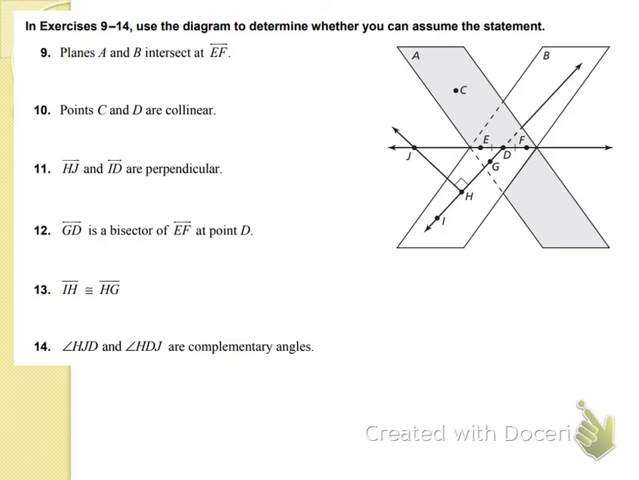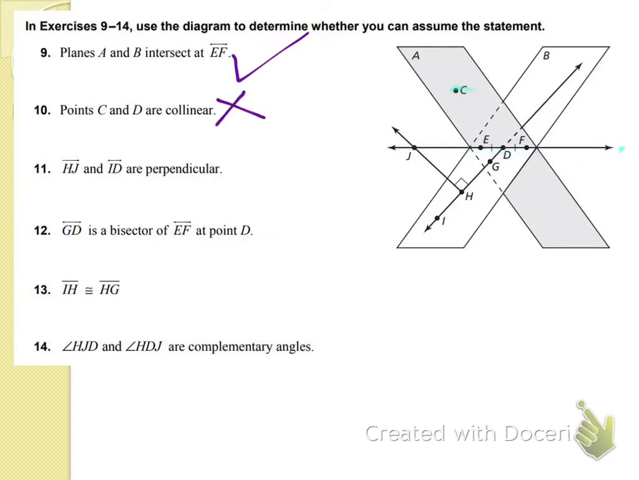All right, one more like this. Planes A and B intersect at EF. Yes, they do. Points C and D are collinear. No. What does collinear mean? On the same line. They're not on a line at all.